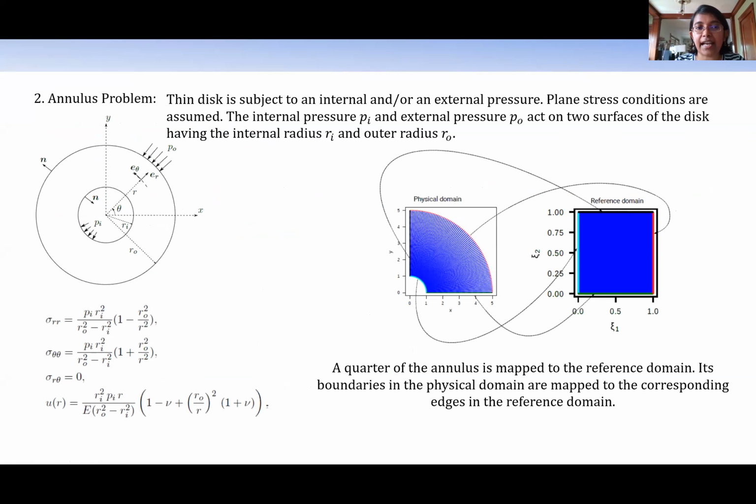The second is the annulus problem, which also has an analytical solution. So they have used this to check the accuracy, in which a thin disk has been subjected to internal and external pressure. Plane stress conditions are assumed, and here, due to problem symmetry, they have worked with only a quarter of the problem, and it has been mapped to the reference domain, where each edge has been mapped to one of the edges in the reference domain.